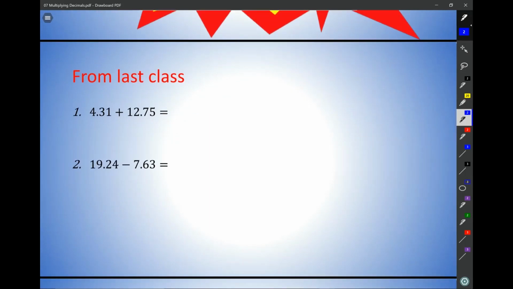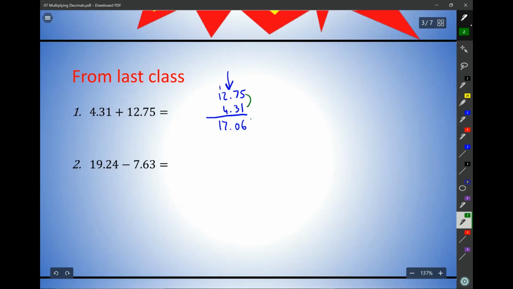Right, here's a quick bit of revision from your last maths class. We're adding decimals here, so we just write down our decimals, keeping the decimal points in line. And then all we have to do now is do our addition. 5 plus 1 is 6. 7 plus 3 is 10. Carry the 1. 1 plus 2 plus 4 is 7. And then 1 plus nothing is 1.